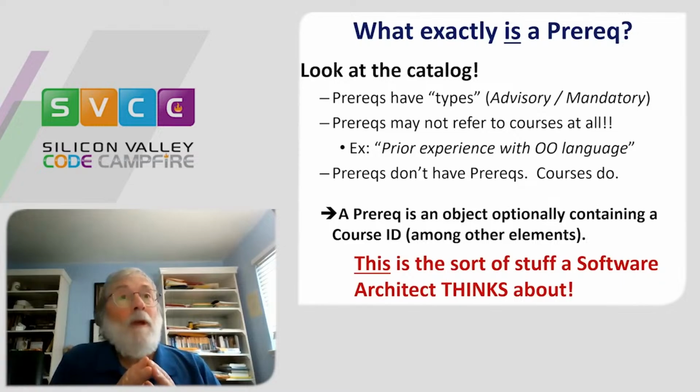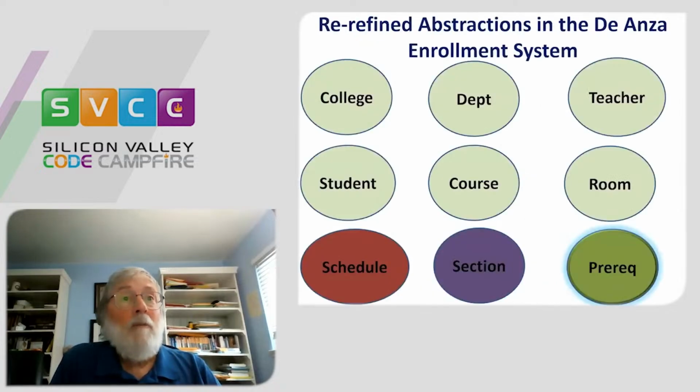So we start thinking that, oh, prerequisites are objects. They may have a type, advisory or mandatory. They may be a combination of multiple courses. They may have a string. This is the kind of object a prereq is. Let's wall it off behind object encapsulation and give it to a developer to do. But we now understand how prereqs impact the application that we're doing. This is the thinking that goes into taking that specification and actually making something that can be implemented by developers.